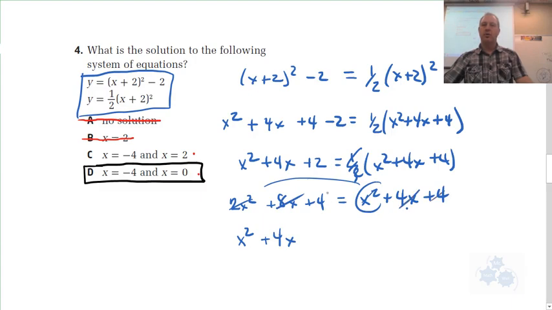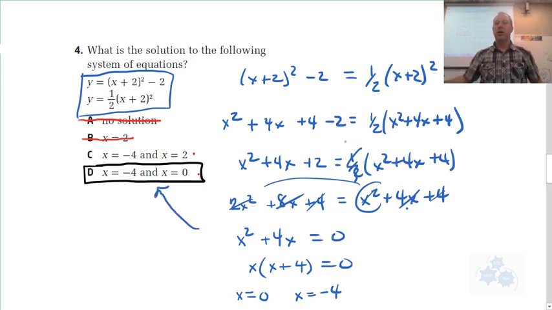And then plus 4 and plus 4 on both sides, that's gone. So we have x squared plus 4x equals 0. If I factor that, I get this. And then, of course, I have a solution of x equals 0 and x equals negative 4. And that's how you can determine this algebraically as well. Okay? So that's graphically and algebraically for question number 4.